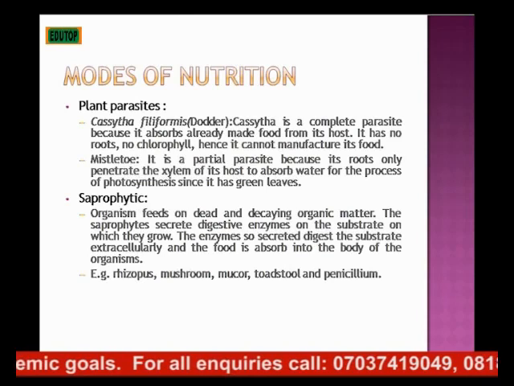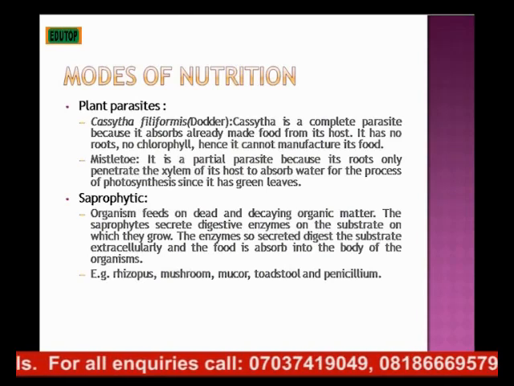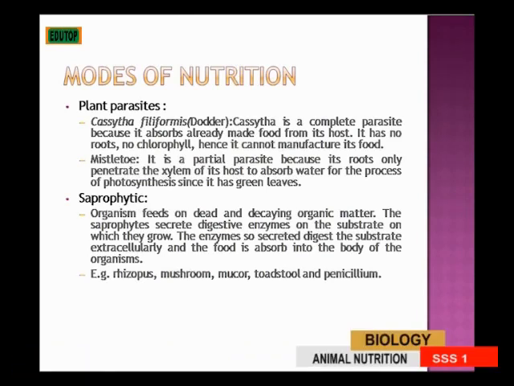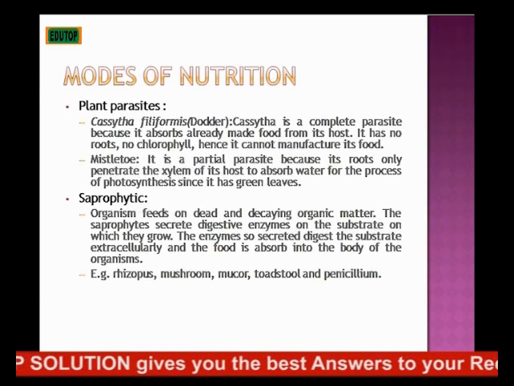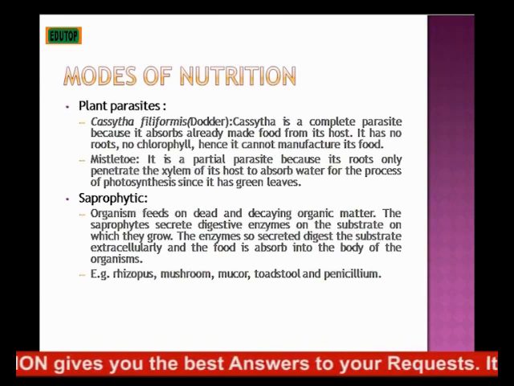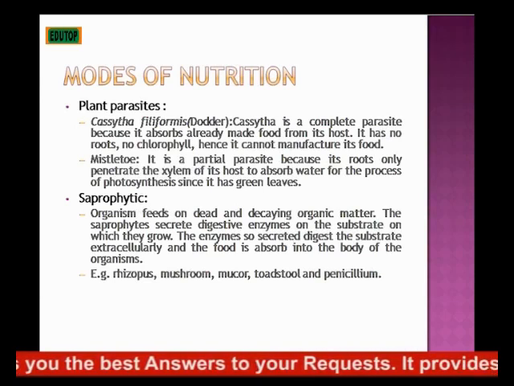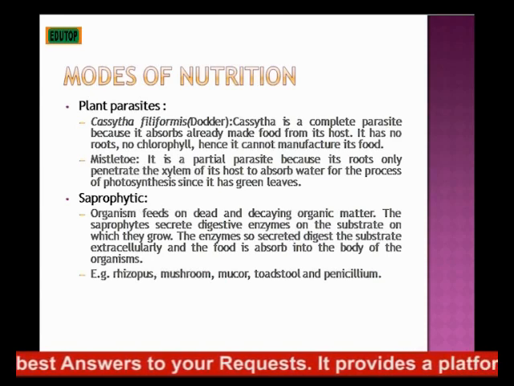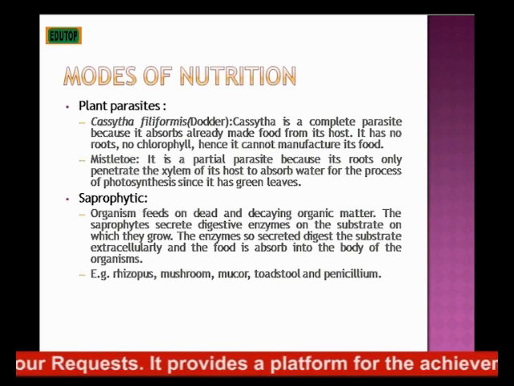Also, we have parasites in plants. First, we have the Cuscuta filiformis. That's the dodder plant. It's a complete parasite because it absorbs already made food from its host. This particular plant, the cuscuta plant or the dodder plant, has no roots, no chlorophyll, so it cannot manufacture its own food. It only depends on the host.